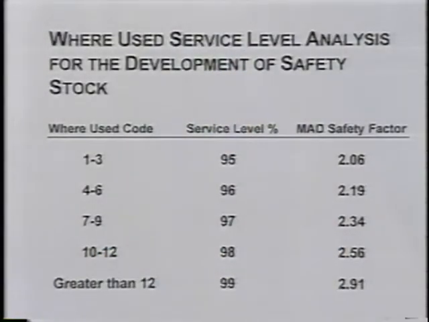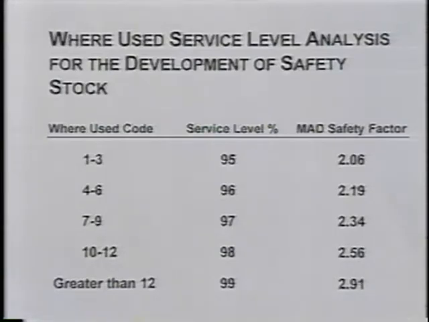So the matrix that I talked about before, where we had the where-use code tied in with the service level and tied in with the safety factor, well, we started out with our clients at a 95% service level. So if you turn to page 28, here is that matrix that I've talked about before and just a moment ago, and there are 3 columns.